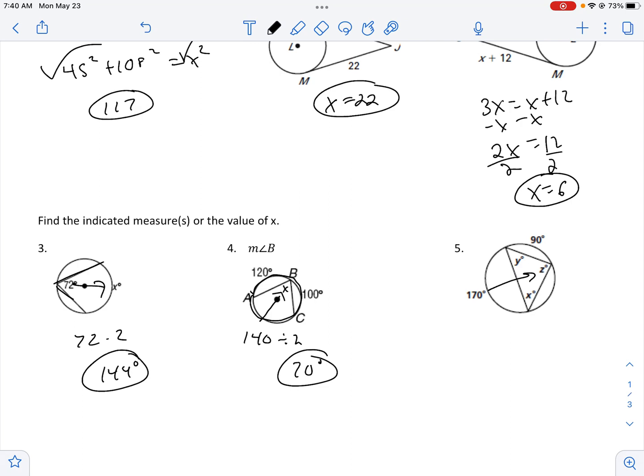Here, just kind of getting creative. You got to see that this angle and this arc, so half. So Z's 85. 90 matches up with this, so that's 90 divided by 2. But what would this one be? Well, the whole thing's 360. This remaining part has to be 100, which makes y half of that, or 50.